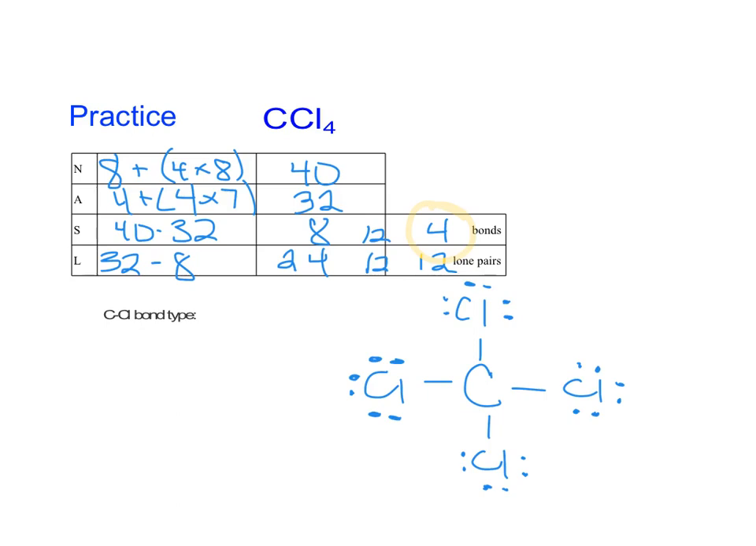Now let's go back and answer this question. It's asking about the bond type. Well, we know it's a covalent bond because it's 2 nonmetals. The question is, is it polar or nonpolar covalent? Well, it's actually polar covalent since it's 2 different atoms with 2 different electronegativities.